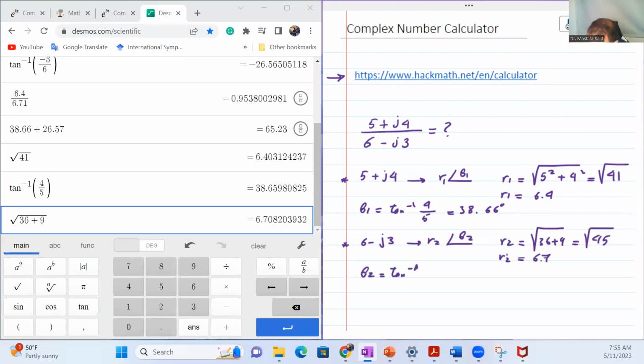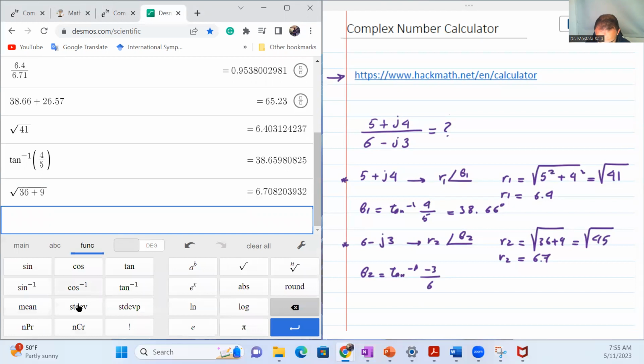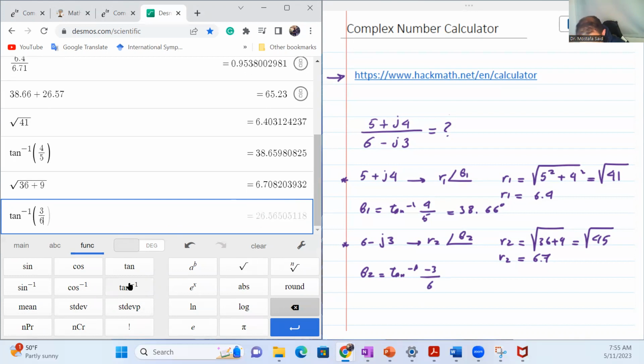Is the imaginary, which is minus 3, over the real, which is 6. So again, we can use this here. So we can use functions: tan inverse of 3 over 6. Oh, we forgot the minus, so minus 3 over 6, okay? And the angle is minus 26.56. If you want a positive angle, you can add 360 degrees and it will give you the positive angle, this one.